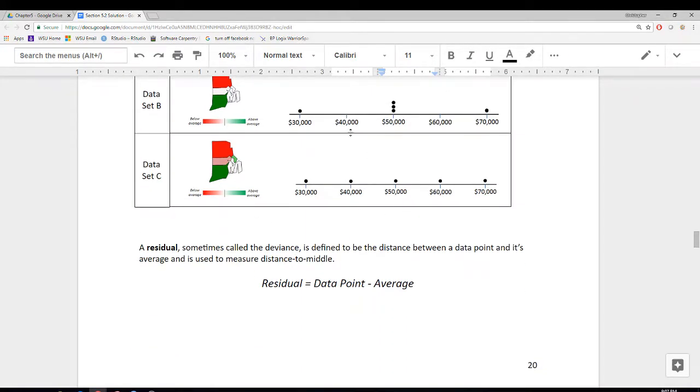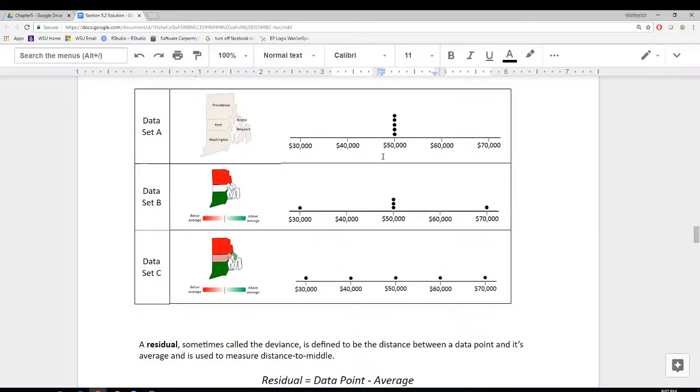So let's talk about that distance to the middle. We actually have a name for that quantity, and it's sometimes called the residual value or the deviance value. And that deviance value is just, again, the data point minus the average. So how far away is the data point from the average? The average in all 3 of these displays is $50,000. So the residual for this particular point at 30,000, I would just take 30,000 and subtract 50,000. So the residual value for this data point would be negative $20,000.